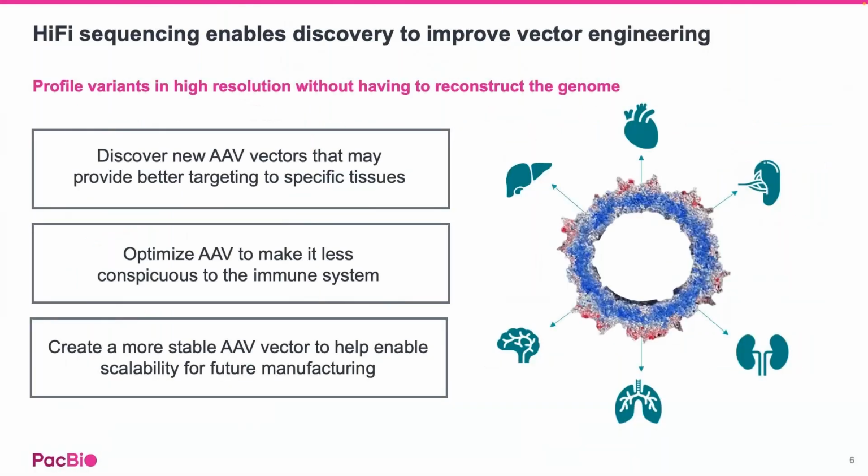Today's webinar is focused on using HiFi sequencing to discover and design novel capsids. Discovery and engineering of the AAV capsid allows for better targeting to specific tissues, lessening the effect of AAV on the immune system, and creation of a more stable AAV vector to help you optimize and scale manufacturing.